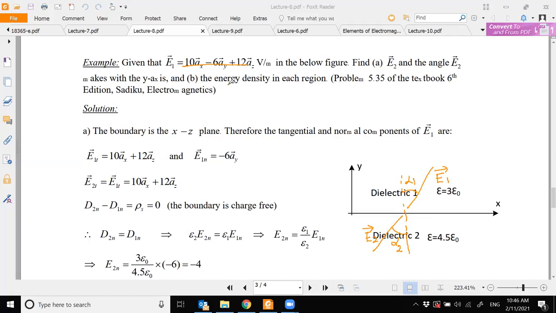And then the energy density in the regions. What will be the energy density here, and what will be the energy density here? This is problem 5.35 of your textbook.